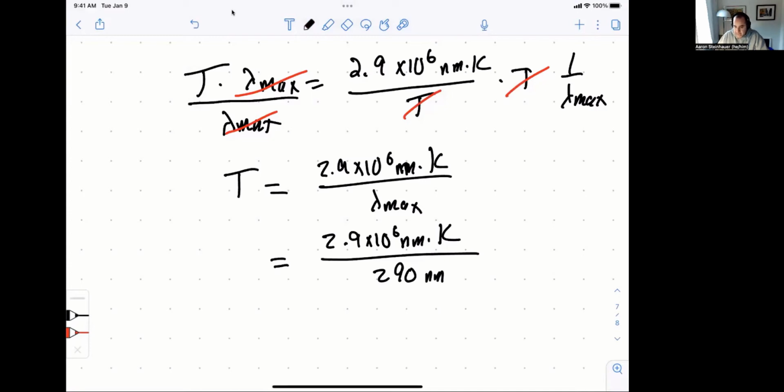And if you take 2.9 million and divide it by 290, what do you get? You get 10,000. And what are the units on this number? Well, we know we've got nanometers, kelvins on top, and we've got nanometers on the bottom. Those nanometers cancel right out, and we're left with kelvins. So this is 10,000 Kelvin.